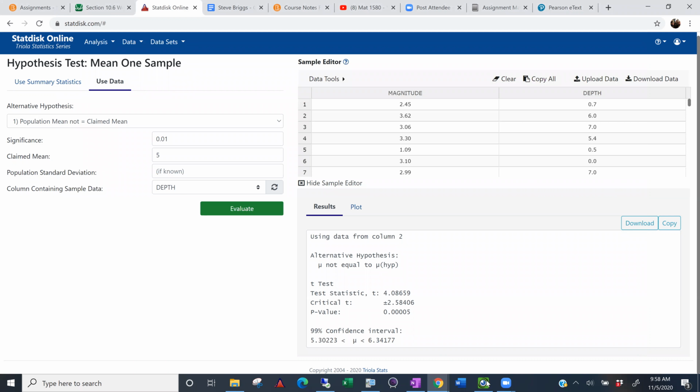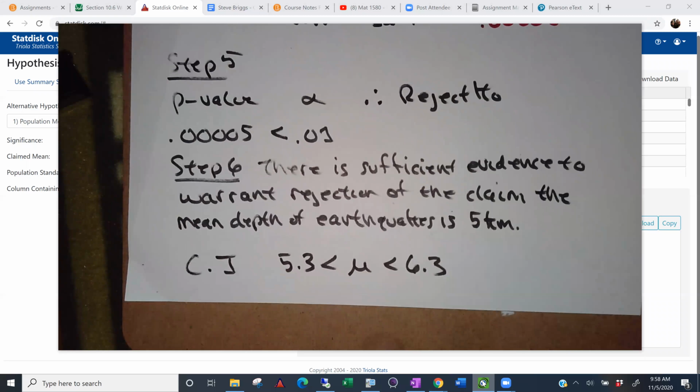So our confidence interval goes from 5.3 is less than mu is less than 6.3. And that makes sense because this is saying that mu is probably different than 5, because 5 is not in this interval, but that matches our conclusion.